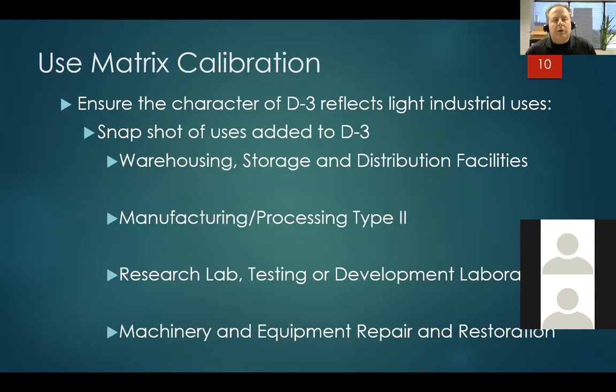Okay, so as we started this project, we felt it was necessary to evaluate the D3 district for its industrial character. The title of the slide here is Use Matrix Calibration. I'll step back a little bit and talk about the use matrix. All of our uses that are permitted in the city are organized in a spreadsheet, and within that spreadsheet, we also have all of our zoning districts.